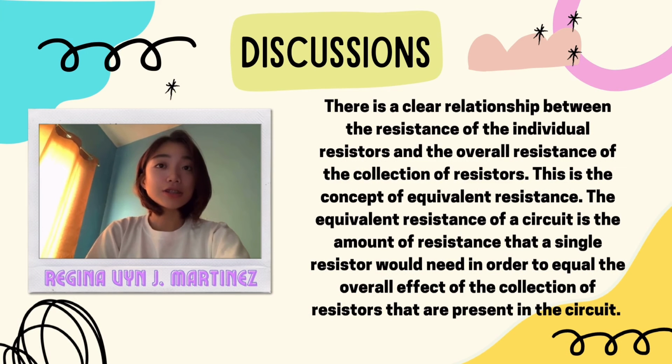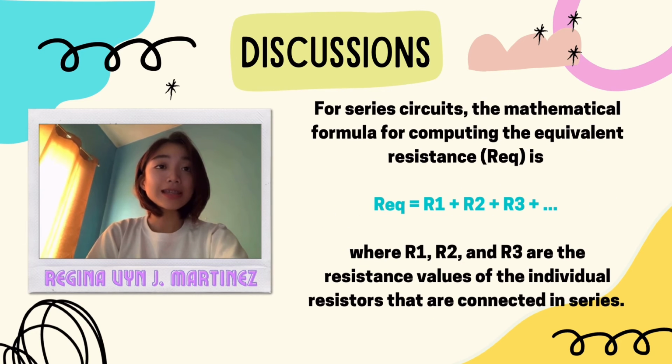There is a clear relationship between the resistance of the individual resistors and the overall resistance of the collection of resistors. This is the concept of equivalent resistance. The equivalent resistance of a circuit is the amount of resistance that a single resistor would need in order to equal the overall effect of the collection of resistors present in the circuit. So for a series circuit, the mathematical formula for computing the equivalent resistance is R equivalent equals R1 plus R2 plus R3 and so on, where R1, R2, and R3 are the resistance values of the individual resistors that are connected in series.